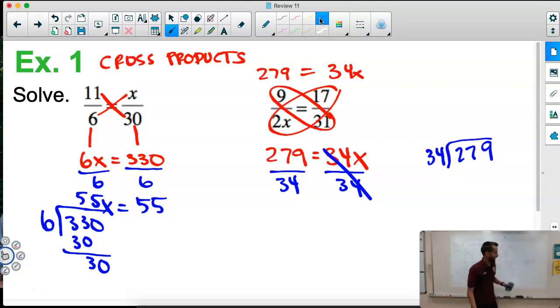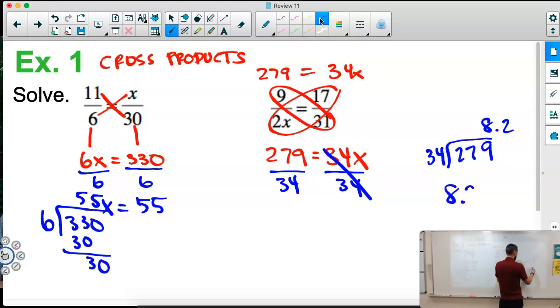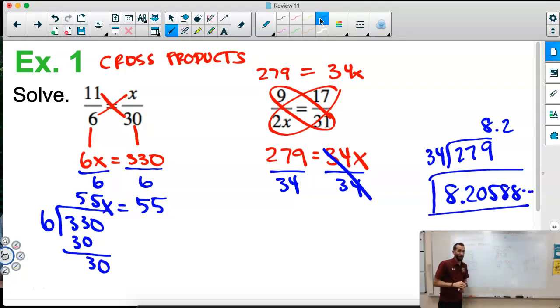Long dramatic pause, sorry. Or you can grab your calculator and you're like, hey, 279 divided by 34. Either way, this one's not a nice answer. If you ever hear me say that, what I mean by that is, I think typically students like their answers to be whole numbers. We were just talking about whole numbers in the previous lesson.